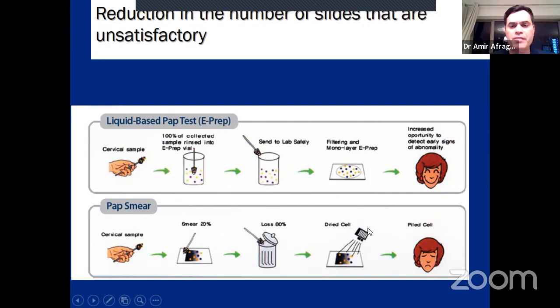Also, as I told you, you need to be very quick to fix the cells, as they will dry out. This will result in poor preservation and the presence of artifacts, and the pathologist will not be very happy in examining such a smear.